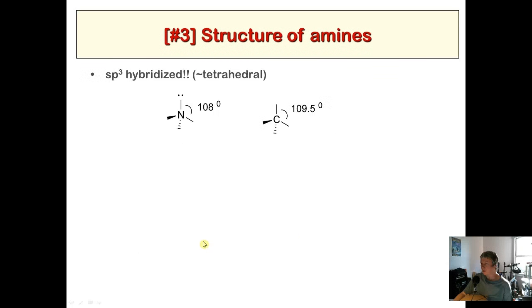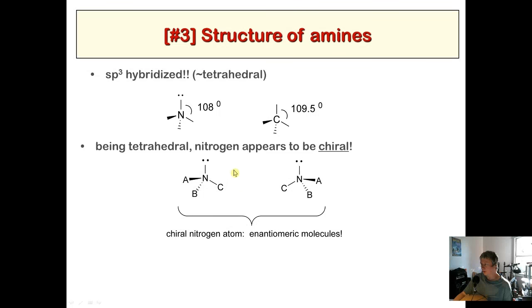Okay. All right, so nitrogens have 4 things around them, including the lone pair. So the lone pair is kind of like the 4th thing. And so it has a tetrahedral type geometry, roughly about the same as a tetrahedral carbon. Being tetrahedral, the nitrogen could appear to be chiral, right? So it's weird that you can imagine nitrogen obtaining chirality because it has 4 things around it. It's got A, B, C, and the lone pair is the 4th thing. So you could imagine these being enantiomers.